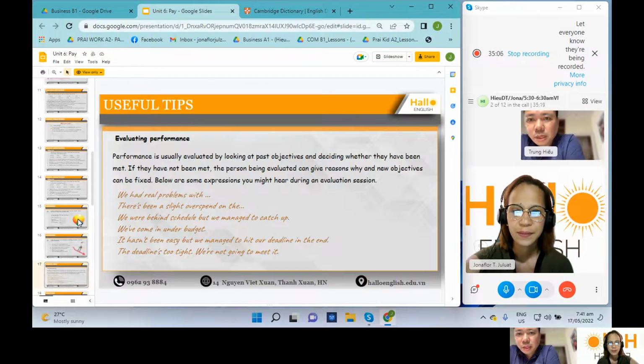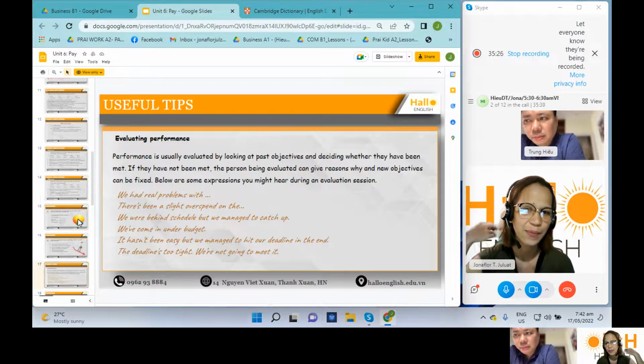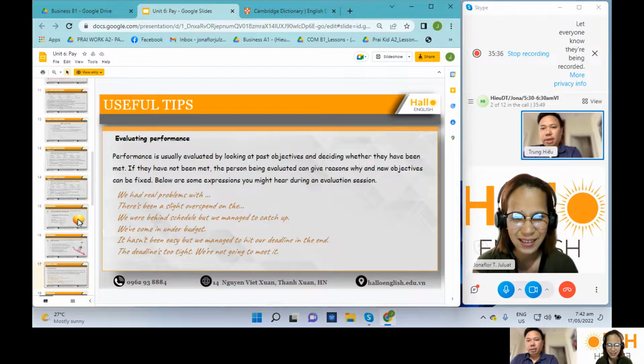Or it has been hard, but we managed to hit our deadline in the end. Just another expression in explaining if you weren't able to meet the expectations. And the last: the deadline is too tight. We are not going to meet it.